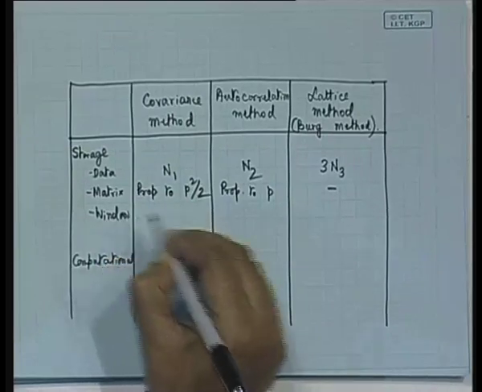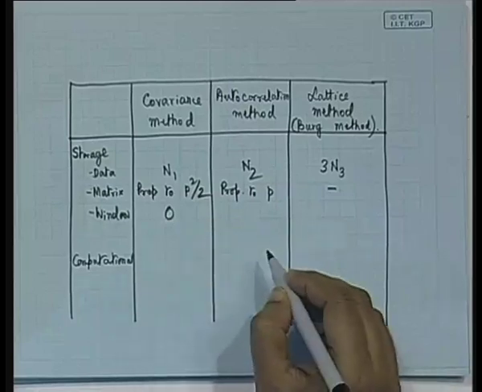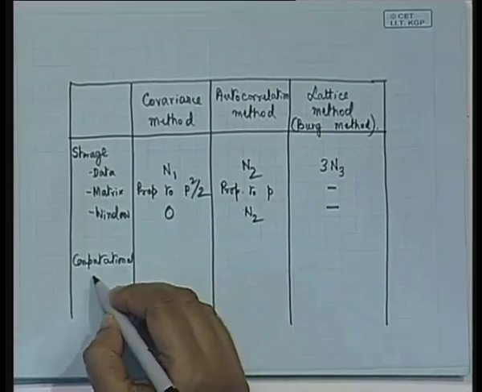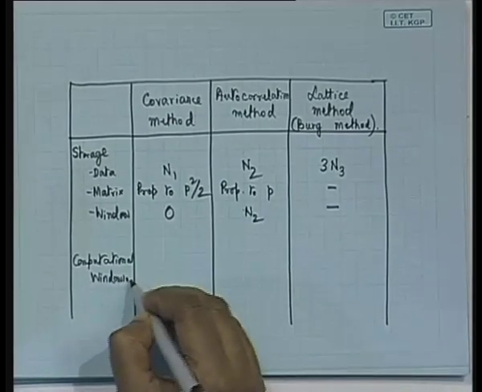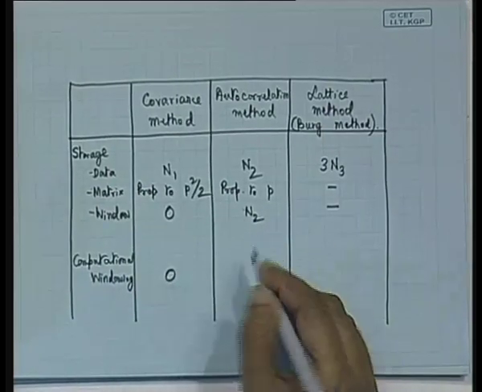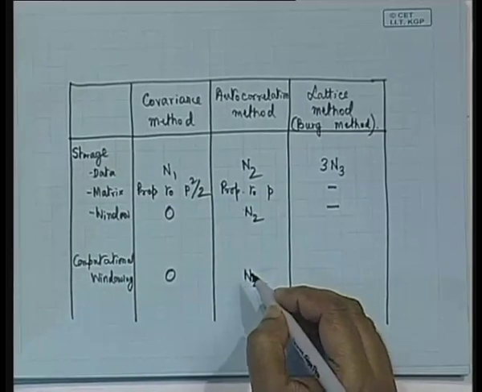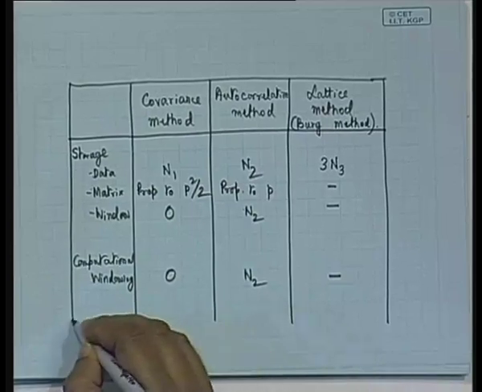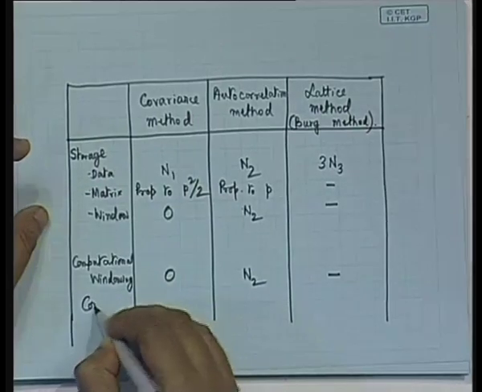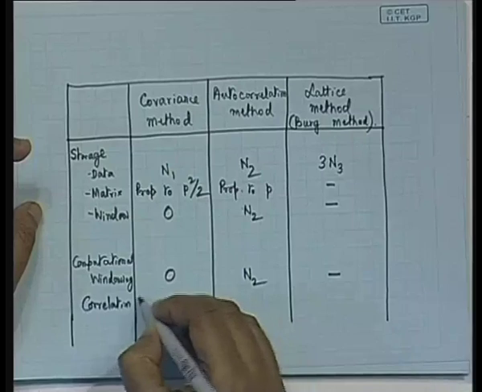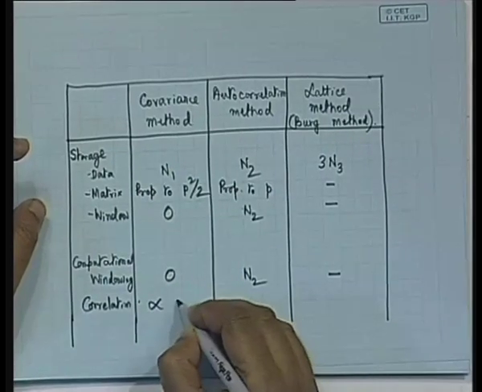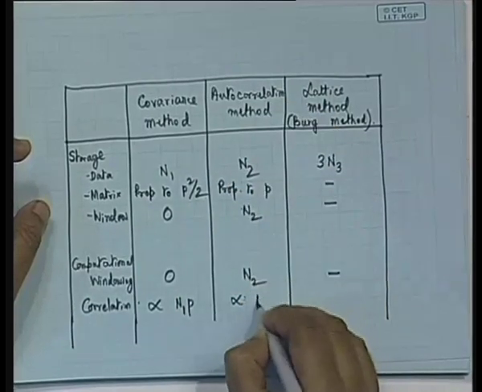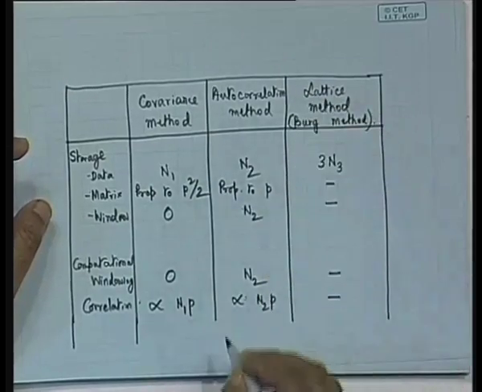Regarding the windowing, the covariance method uses 0, autocorrelation uses N2, and the lattice method does not require any windowing. For the windowing computation, there is no windowing involved in the covariance method, whereas in the autocorrelation method the windowing is there with N2 points, and in the lattice method there is no such windowing concept. And then regarding the correlation computation, the covariance method is proportional to N1 into P, for the autocorrelation method it is N2 into P, and there is no correlation computation for the lattice method.